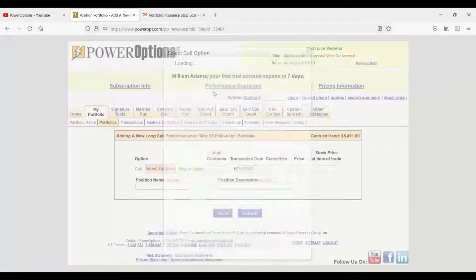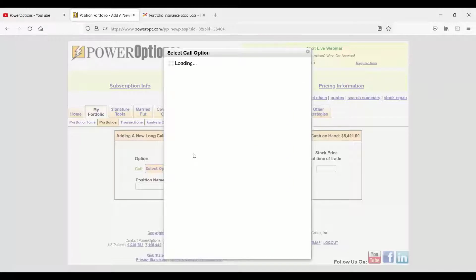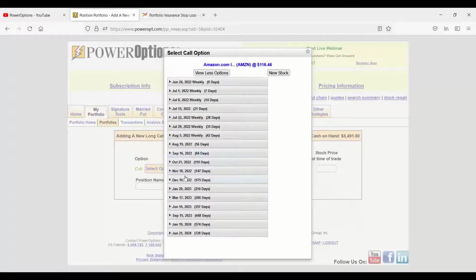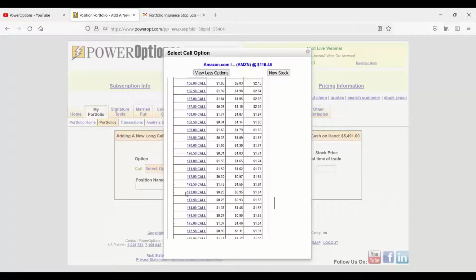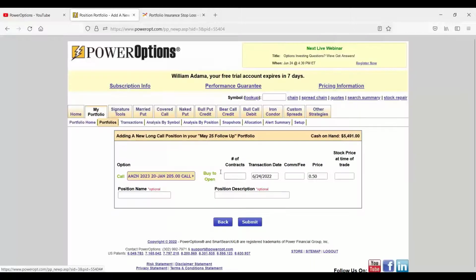All right, so I got to view all options. I'm sorry for the scrolling, folks. It's got to load all the options now. I got to go to January once again. $205 call. Price was 20. And we have 20 contracts. So I'm not going to worry about the date, Victor, but we're just going to leave that in there, okay?